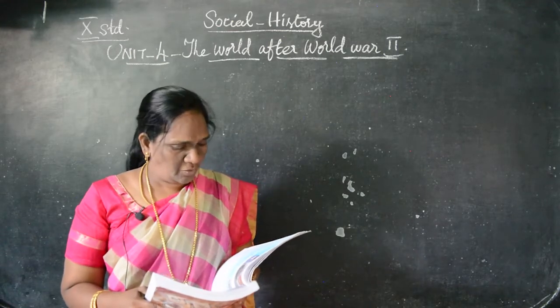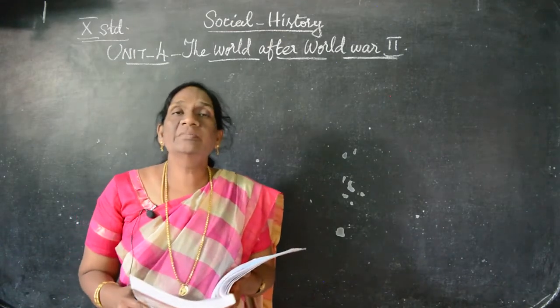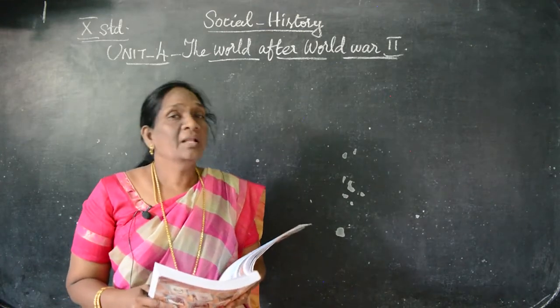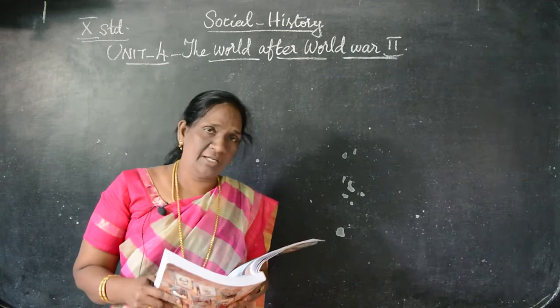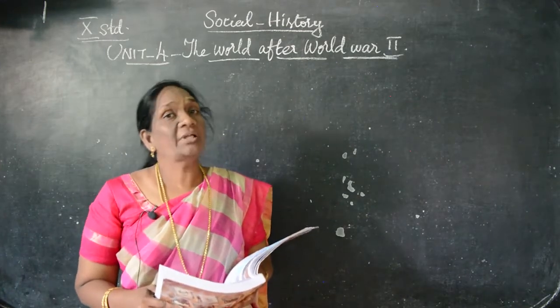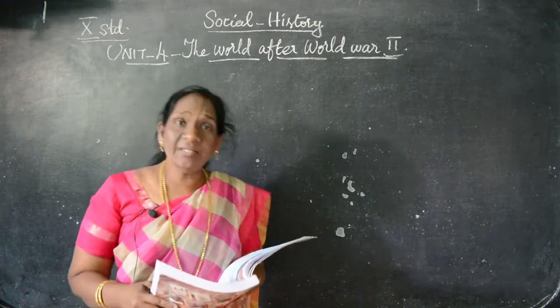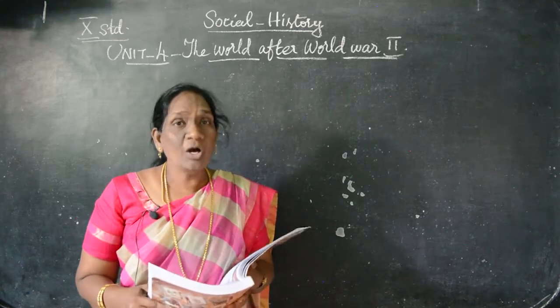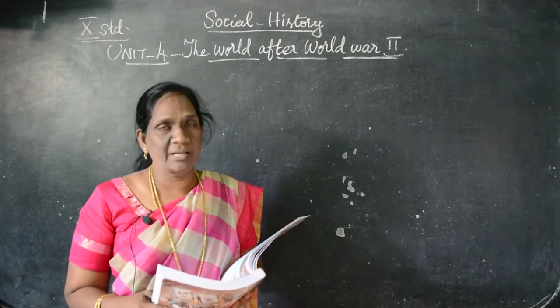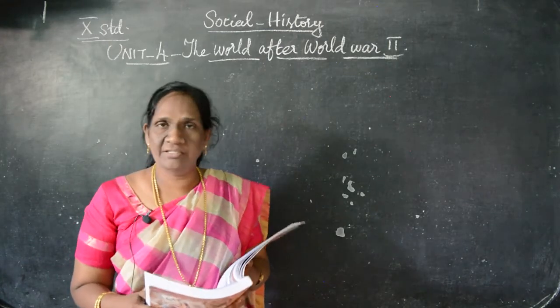Then another one we can see is that communism spread after the First World War. Communism spread in Russia. Understand? Russia became a communist nation. But after the Second World War, China became a communist nation. How did communism spread to China? How did they follow communism in China? That we'll see in this chapter.